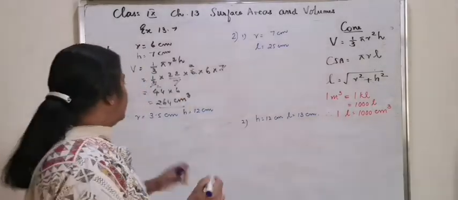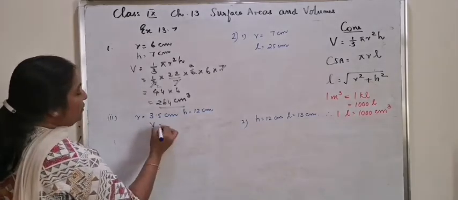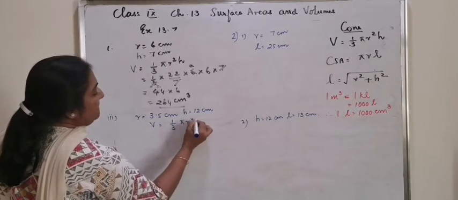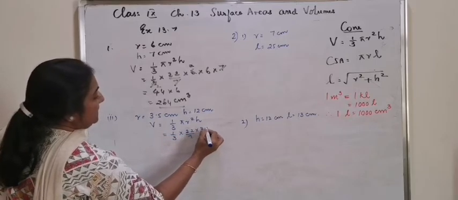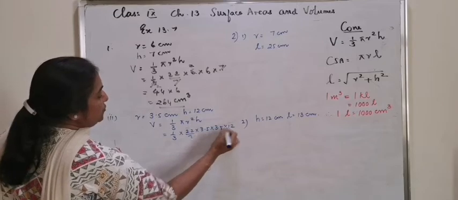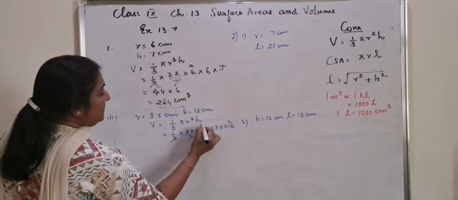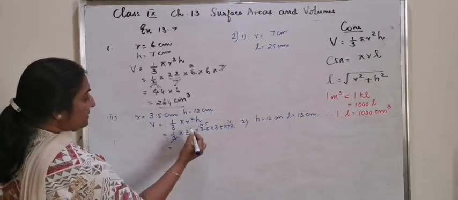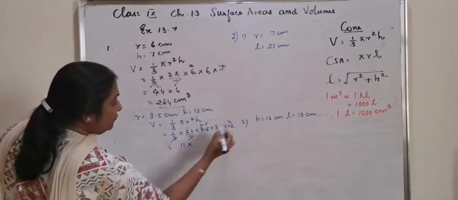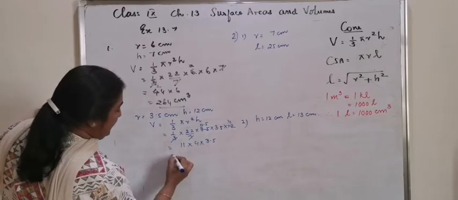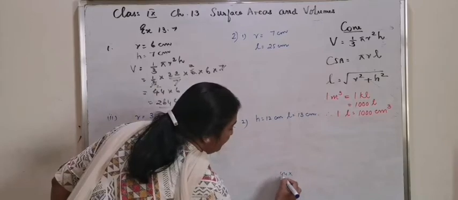Second subdivision, radius equal to 3.5 centimeter, height is equal to 12 centimeter. Volume is equal to 1 by 3 pi r square h. 1 by 3, 22 by 7, 3.5 into 12. 3 and 12 is 4 times. 7 and 3.5 is 0.5. So it is 22 into 0.5 is 11 into 4 into 3.5. That is 44 into 3.5. We can multiply 44 into 35.